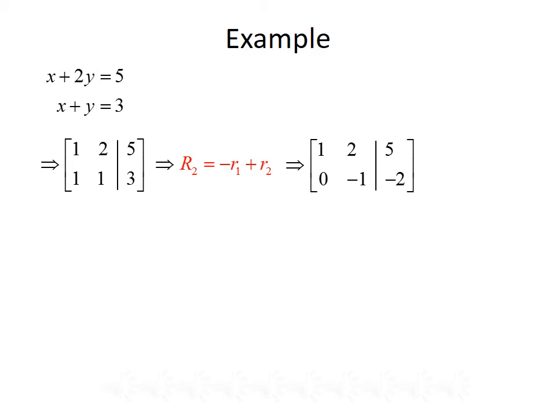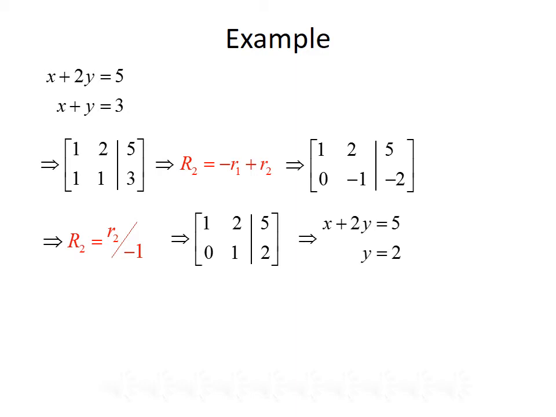The next thing we want to do to put this in row echelon form is transform the -1 that's in the second row, second column, into a +1. So to do this, we'll replace row 2 with row 2 divided by -1. If we divide each term in row 2 by -1, we'll replace it with 0, 1, 2. Now we have a matrix that's in row echelon form. So we can transform the matrix from the row echelon form back into the system of equations.